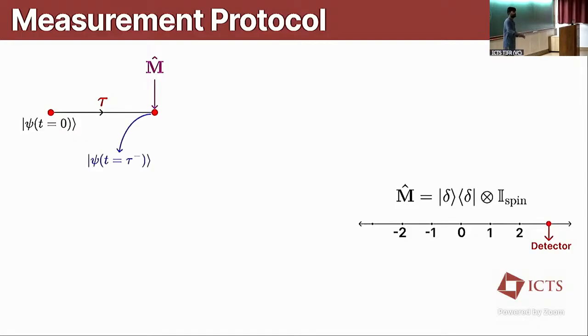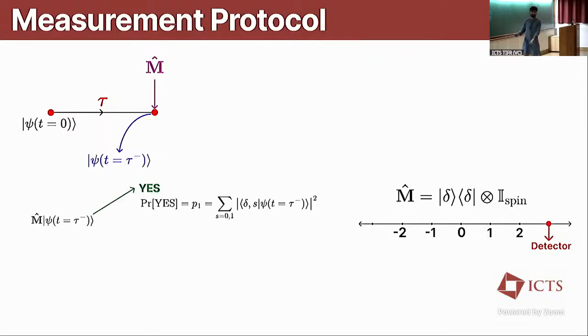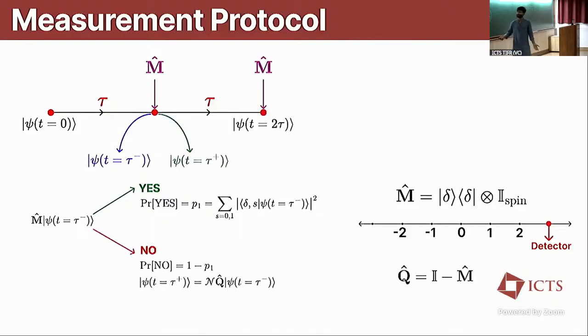Now, after tau number of steps, you look at the detector and see what outcomes you can get. First is yes. Yes means the particle was detected, and that happens with probability p1. Second is no, the particle wasn't detected at the target site. That happens with 1 minus p1 probability, and in that case, you project the state everywhere except the detection state, and you continue the walk until you do the next measurement.